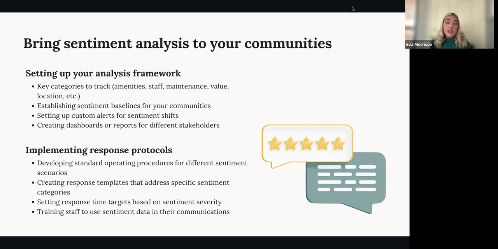Again, setting response time targets. Now that we have all these categories, we can set some severity guidelines as well and say, okay, things that are highly negative, we know our team needs to respond to within 24 hours. So anything with a highly negative sentiment is something our team needs to jump on right away, making sure we're using those templates to respond. Whereas something more neutral or slightly negative can have a longer response time. That helps our teams prioritize their time and make sure they're spending their day-to-day on the things that have the biggest impact on the business.